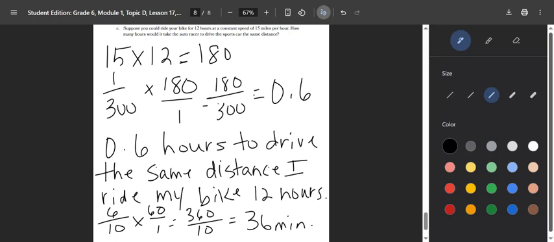All right, work that exit ticket and then do the practice and put your answers from the practice in the Google form. That's on Google Classroom.